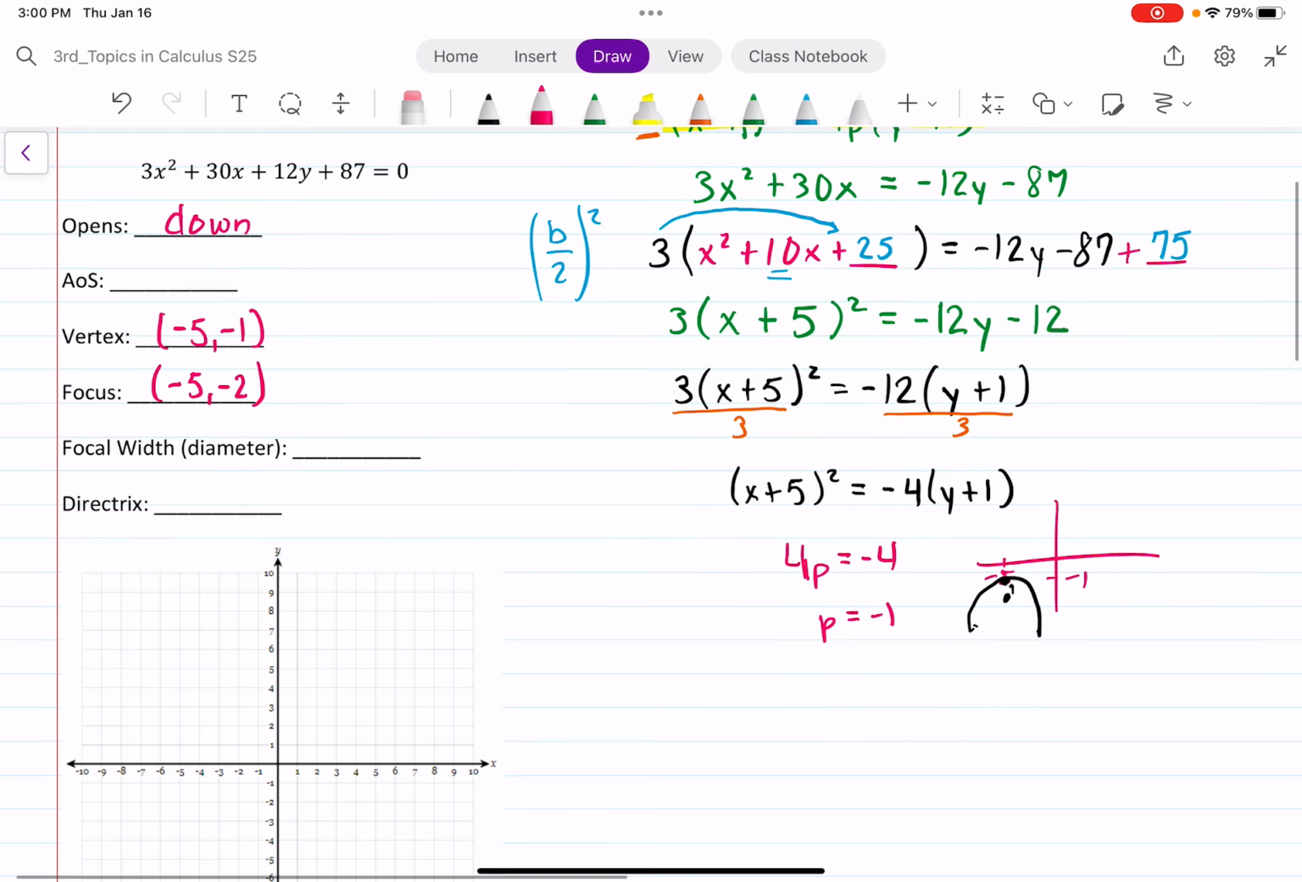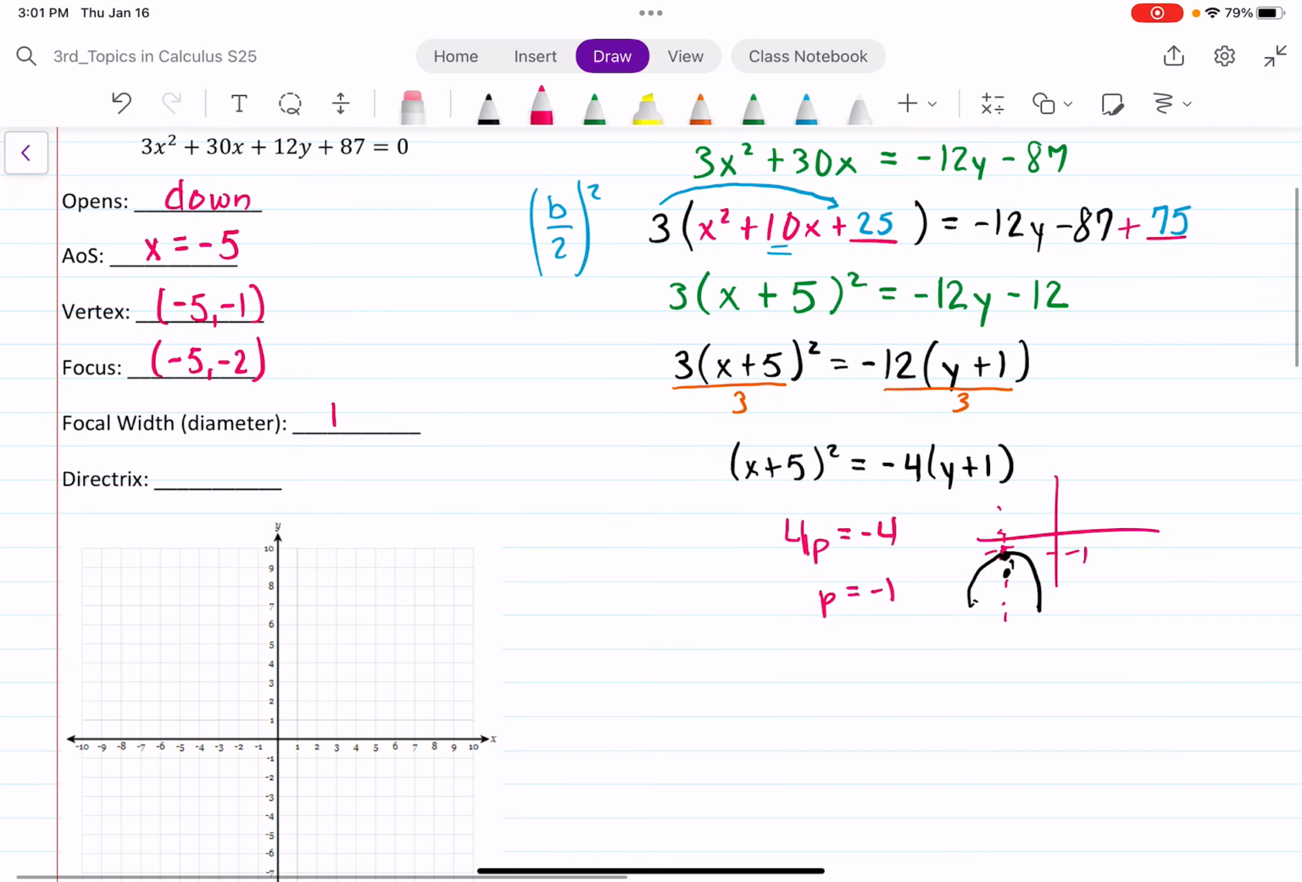And then also our axis of symmetry is the split point, so that's x equals negative 5. Okay. And then your focal width, remember, is just the positive 4p value, so that would be 12. And then finally, if your p-value was going 1 down for your focus, then it's 1 up for your directrix, which would quite literally be at y equals 0.